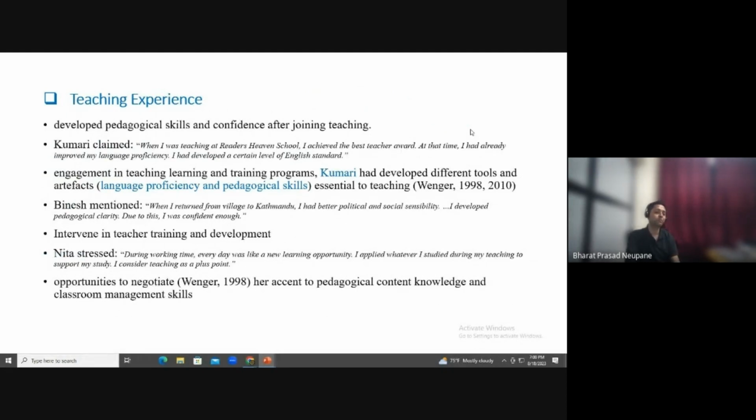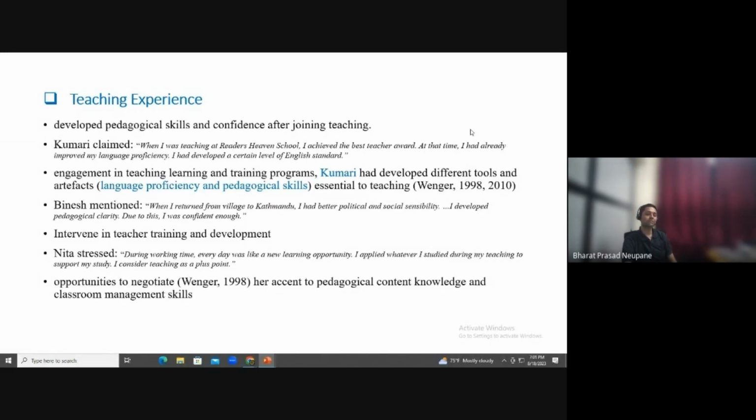Apart from this, teaching experience also helped a lot. So Kumari noted engagement in teaching, learning, and training programs. She developed different tools and artifacts. She developed language proficiency and pedagogical skills essential to engage in teaching, right? And then Bines also noted, when I returned from village to Kathmandu, I had better political and social sensibility. I developed pedagogical clarity. Due to this, I was confident enough. Look, so because of their engagement in teaching, learning practices, they developed these skills and knowledge required to become teachers. So they had opportunities to negotiate this pedagogical content and different other skills.